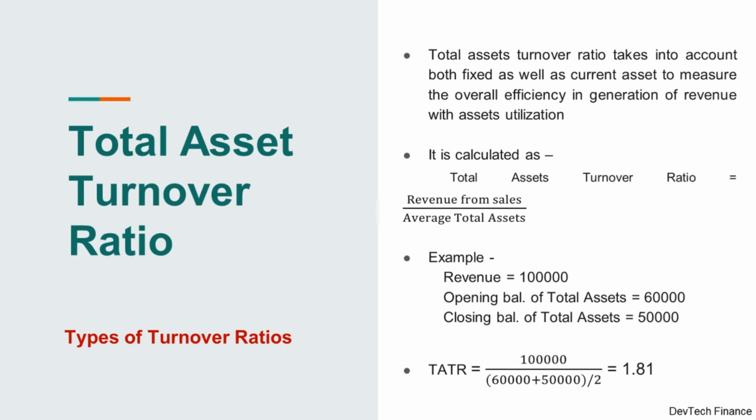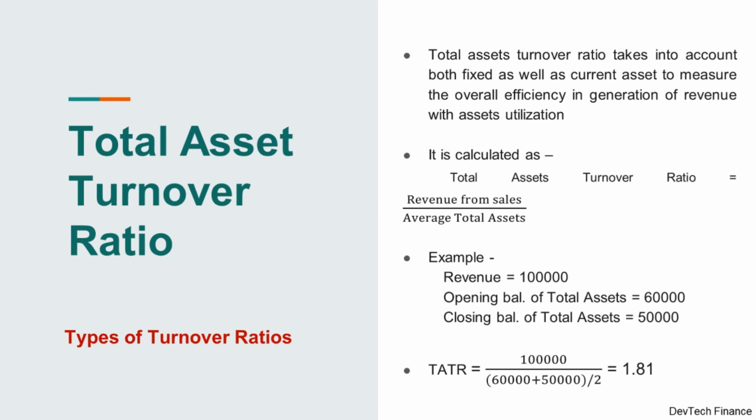Let's have a look at the total asset turnover ratio. So total asset turnover ratio is quite similar to fixed asset turnover ratio. The only difference is that here we are considering current assets as well. So here we are considering the total assets, fixed as well as current. So how total assets of the company are able to generate sales or revenue for the business. This is indicated by this formula.